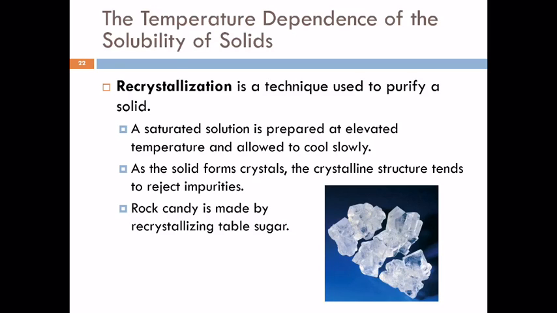Recrystallization is a technique that takes advantage of this increase in solubility with temperature and uses it to purify solids. So when we collect a solid precipitate, sometimes it has impurities that co-precipitated with it, and we want to purify it. So you can take your solid that you want to purify and dissolve it in water at a high temperature and form a saturated solution at a high temperature.